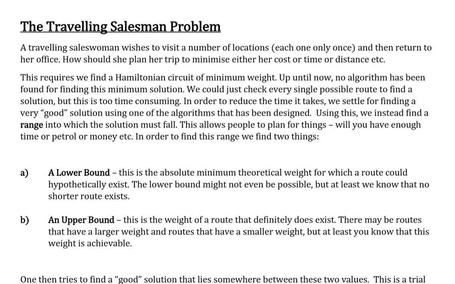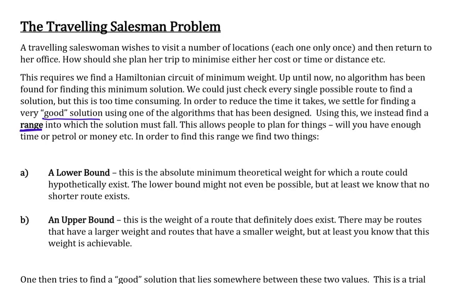So in order to reduce the time it takes to check every single one, we settle for finding what we call a very good solution using one of the algorithms that has been designed. We don't know if it's the best one, but we settle for a very good one. We're basically going to find a range into which the solution has to fall. Now, this might sound silly, but it allows people to plan. Will you have enough time or money or petrol, etc., to do the trip?